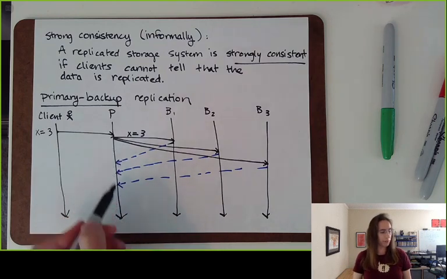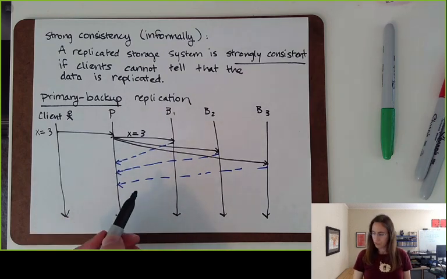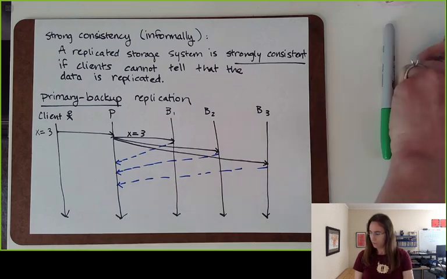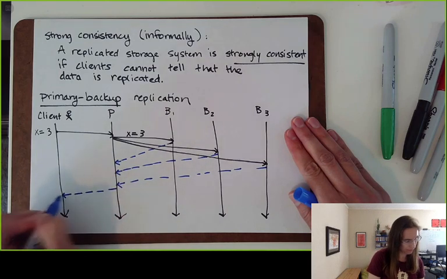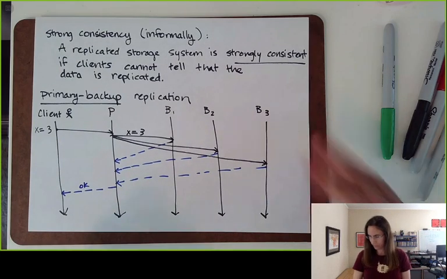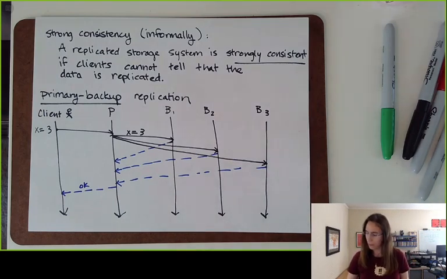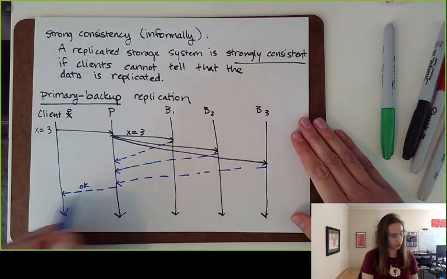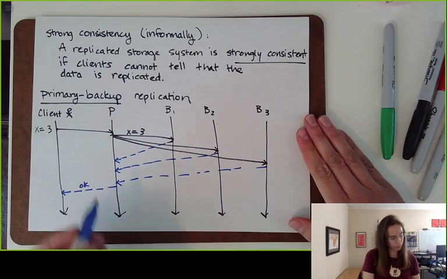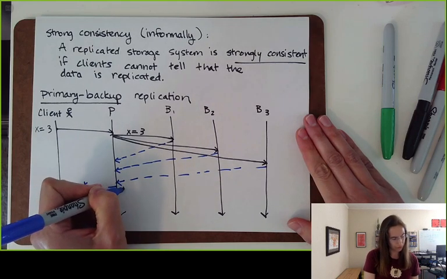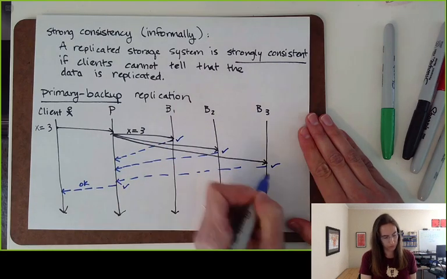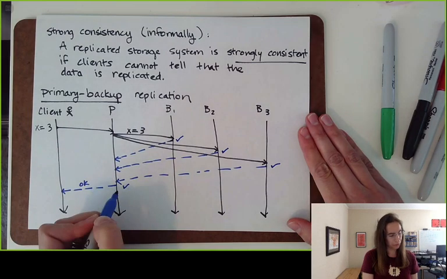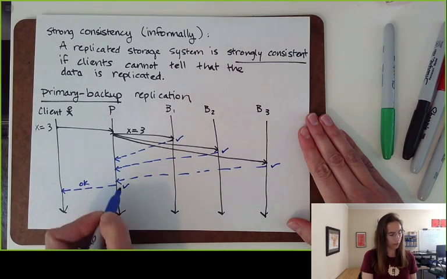At the point when all of the backups have acknowledged the primary, then at that point, the primary can tell the client that the write succeeded. So at that point, after the primary has acknowledged the write to the client, the primary is actually allowed to deliver the write to itself. So the backups all delivered the write to themselves immediately after getting it. But the primary only delivers the write to itself after it's gotten acknowledgments from all the backups that it broadcasts to.